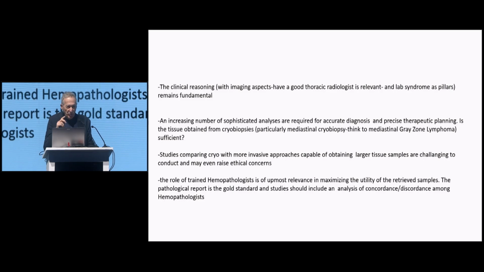And we have a new entity to consider, mainly the so-called mediastinal gray zone lymphoma. We don't have data comparing cryobiopsy with more invasive approaches, and the role of a trained hemopathologist is of utmost relevance in maximizing the utility of the retrieved samples. Because the pathologic report is the gold standard, studies should include an analysis of concordance and discordance among hemopathologists.